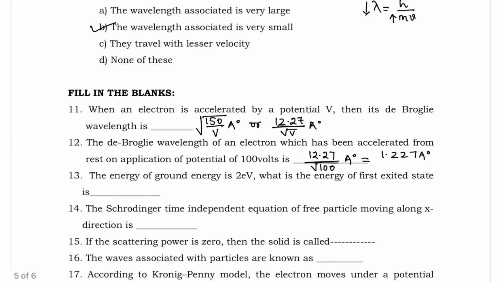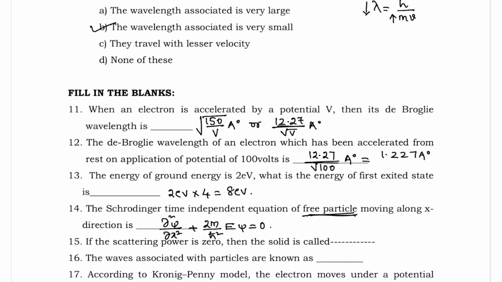Next, the energy of the ground state is 2 electron volts. What is the energy of the first excited state? So 2 electron volts into 4 is equal to 8 electron volts. The Schrödinger time independent wave equation of a free particle moving along x direction is dou square psi by dou x square plus 2m by h cut square E psi is equal to 0. So for a free particle, the potential energy value should be equal to 0.